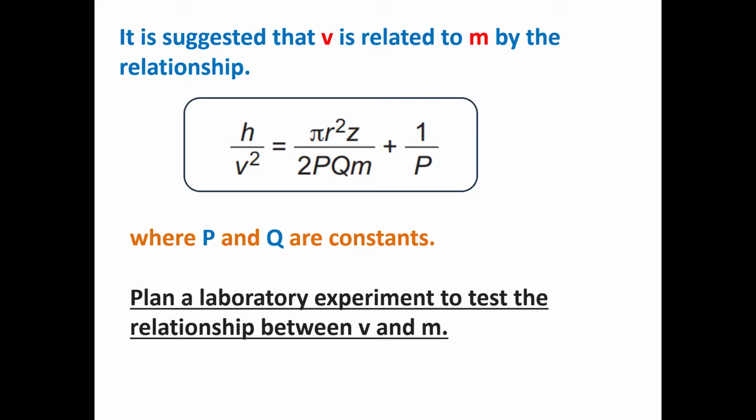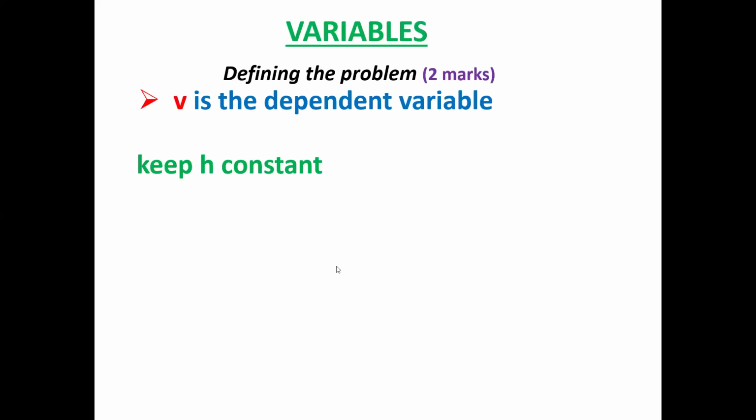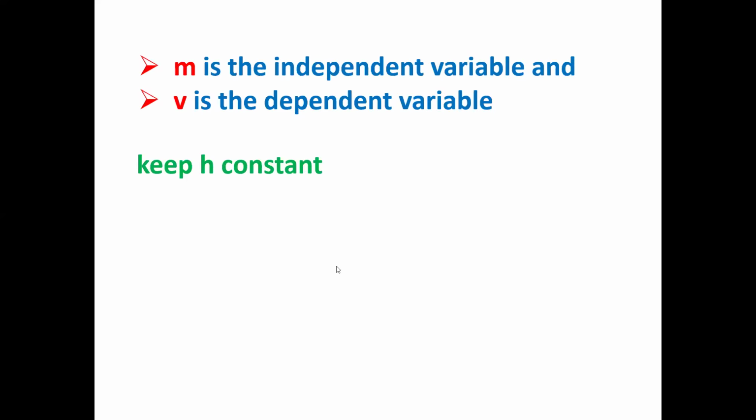we will change mass. Achha, what is an independent variable? In a rough way, whatever you can change easily, whatever you change, is the independent variable, and whatever changes due to that is the dependent variable. So M is the independent variable and V is the dependent variable. We should keep the height constant. So please copy this.